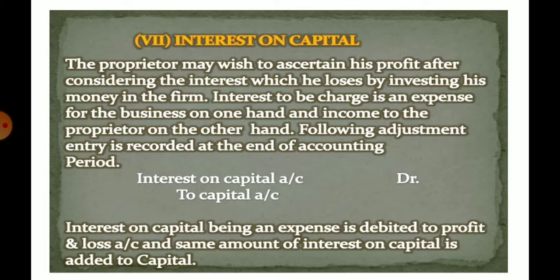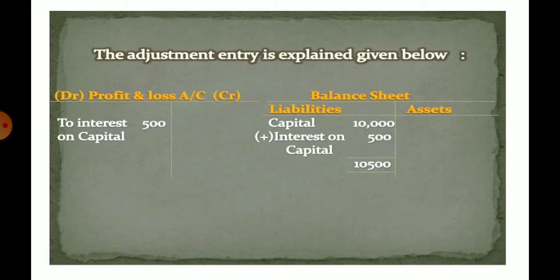Interest on capital. The proprietor may wish to ascertain his profit after considering the interest which he loses by investing his money in the firm. Interest on capital is an expense for the business on one hand and income to the proprietor on the other hand. The following adjustment will be made: interest on capital to capital. Interest on capital being an expense is debited to the profit and loss account, and the same amount of interest on capital is added to the capital. Okay, interest on capital is a reinvestment, and in P&L it is debited.